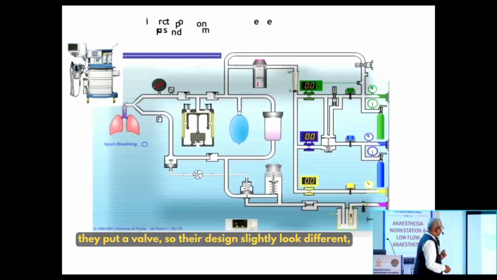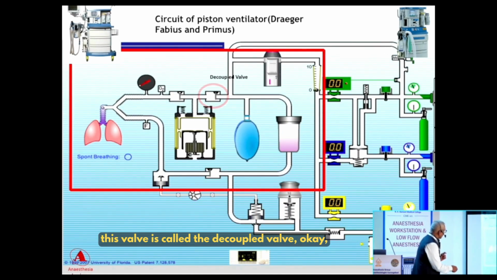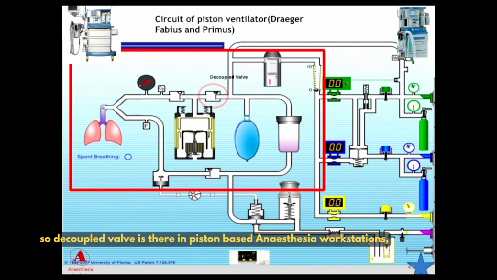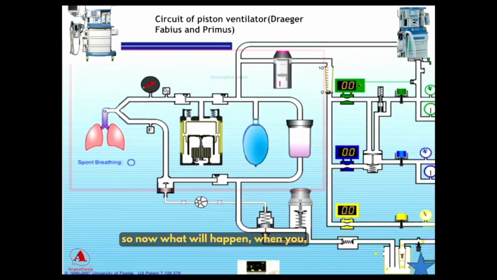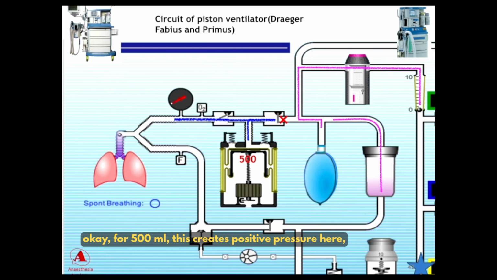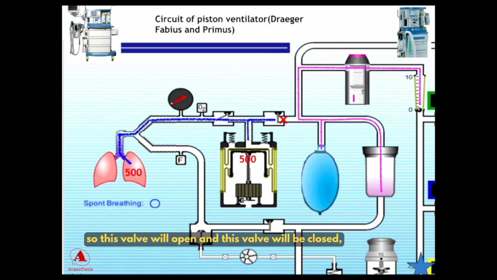The Dräger company has developed a valve here. They put a valve, so their design looks slightly different. This is a piston, and this valve is called the decoupled valve. The decoupled valve is there in piston-based anesthesia workstations. Now what will happen? When the piston is pushed for 500 ml, this creates positive pressure here. So this valve will open and this valve will be closed. So what will the patient get? Only what is delivered by the piston, because fresh gas flow is not mixing here in inspiration. Where will the fresh gas flow go? It will go to the bag.